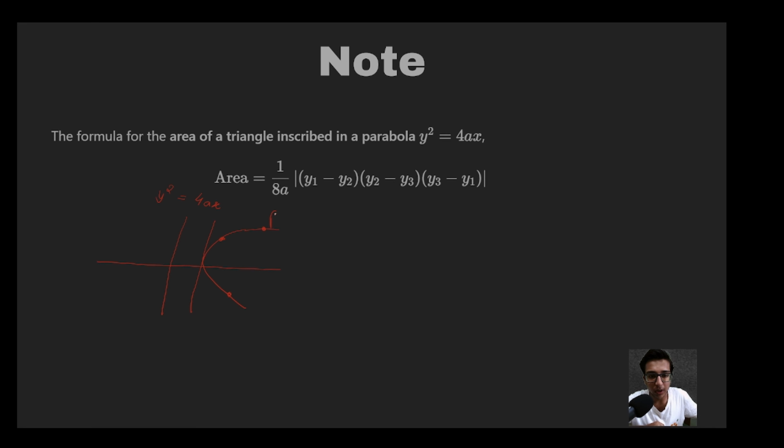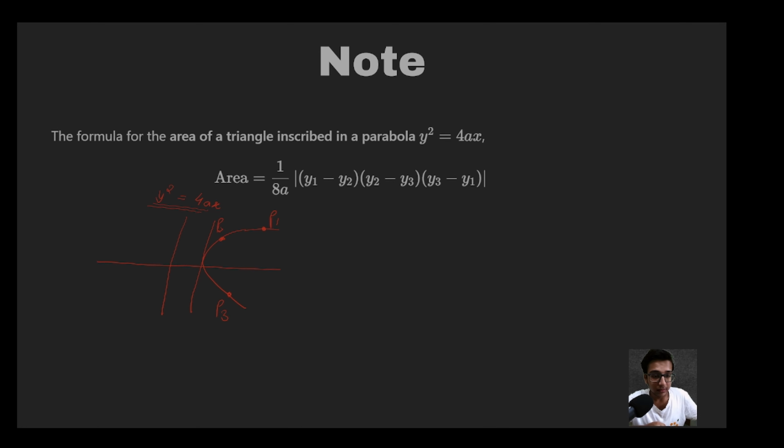Let's say this is P1, this is P2, and this is P3. So what are the things that you can conclude about these 3 points? First, that all these 3 points would satisfy this equation. If I was to take up the coordinates of P1, P2 and P3, then they would satisfy this equation, which is y square is equal to 4ax.